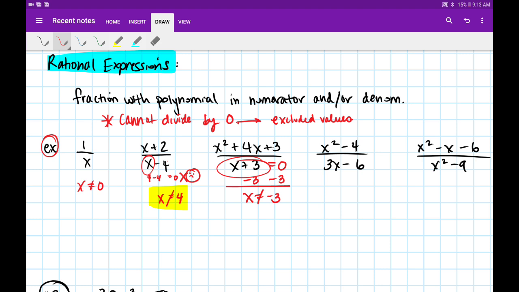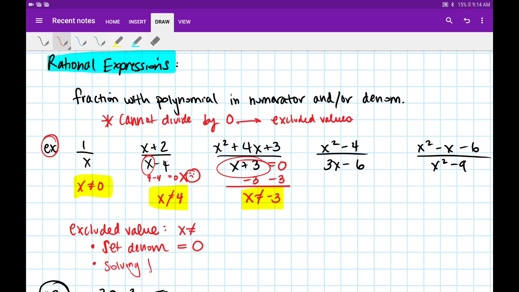So I need to exclude that value. To find our excluded values, because you will be asked about this, you have to state it: your excluded value is what x is not equal to. You're going to find it by setting the denominator equal to 0 and then solving for x. And then you're going to exclude that value.